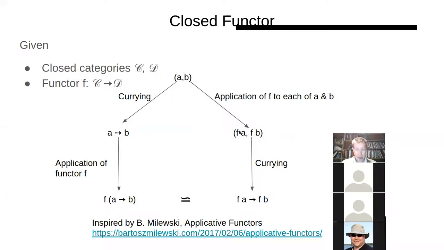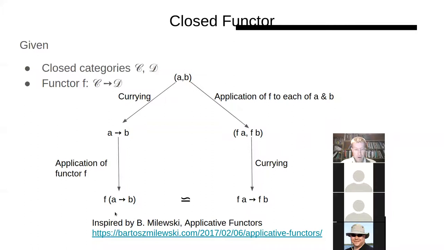Another thing we could do is apply F to each of A and B, and then curry it. We get F of A to F of B, right? With a closed functor, these have to be in one-to-one correspondence. So a list of functions needs to be in one-to-one correspondence with a function of lists. For every list of functions, there needs to be a function between lists as well. And specifically, if we have a list of functions from int to bool, that has to be in one-to-one correspondence with a function from list of ints to list of bools. Well, that kind of makes sense, right?